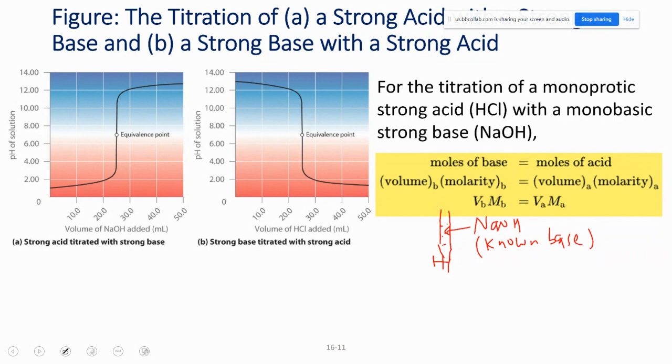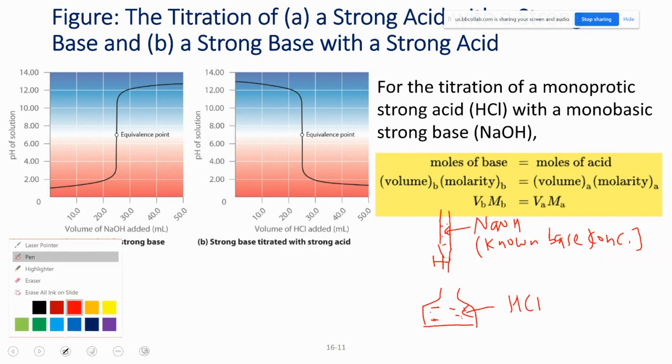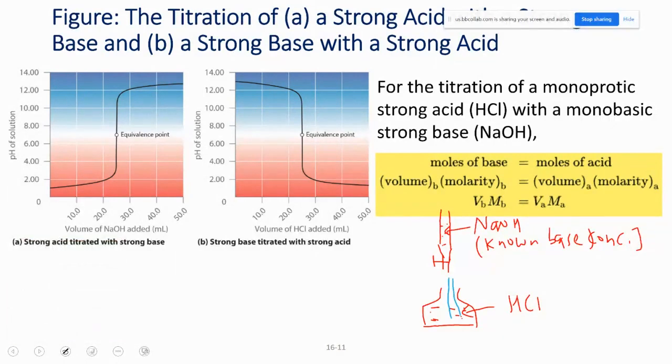But here, since we're talking about the titration of a strong acid with a strong base, since NaOH is a strong base, this is going to be your HCl, with a known base concentration. And you clamped the burette. I haven't shown the clamp. And then you have some kind of a pH meter that was inserted in here, right? So this right here, my blue bad drawing, that's my pH meter. I hope this is coming back.